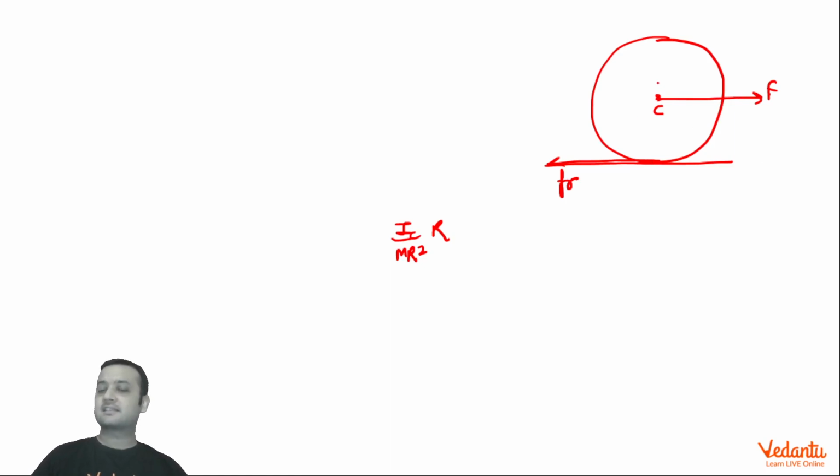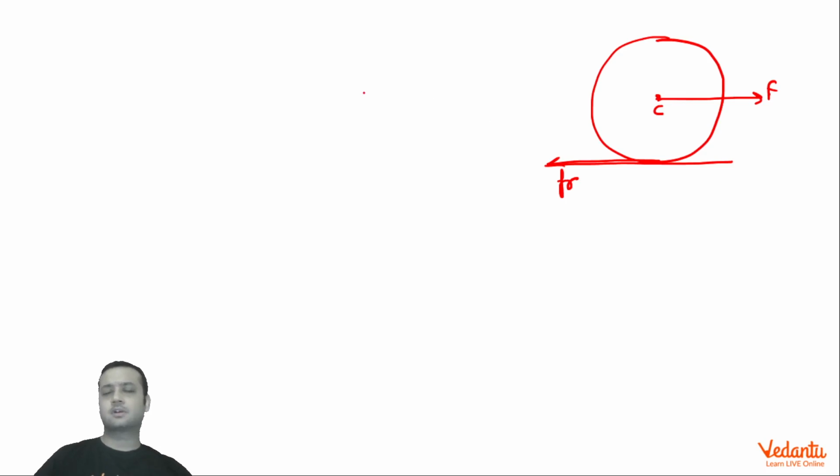If the force acts at r by 2 distance below the center, then this friction will come out to be in the backward direction. So this is the way by which you can find whether the friction will be in the backward or the forward direction. But this was not required for us. I just told you that as an extra point, so let's clear this also.